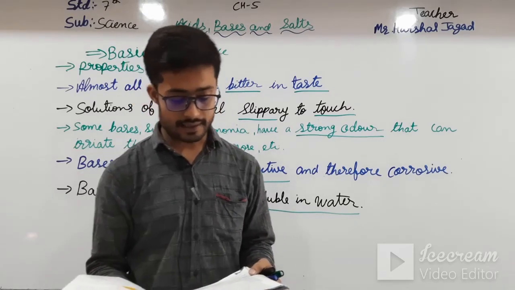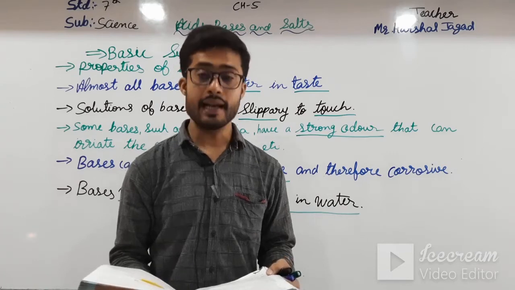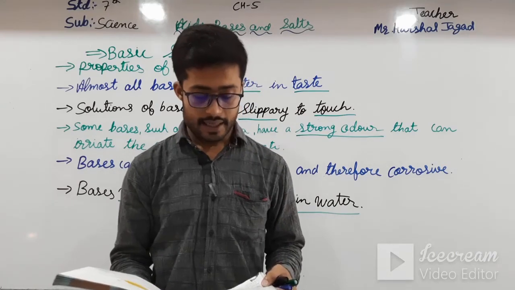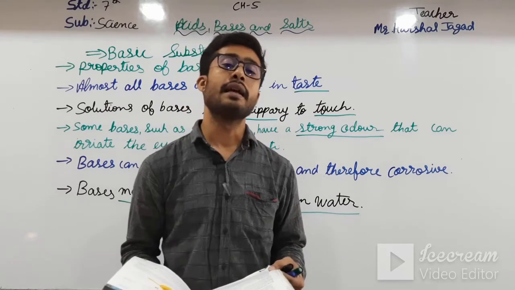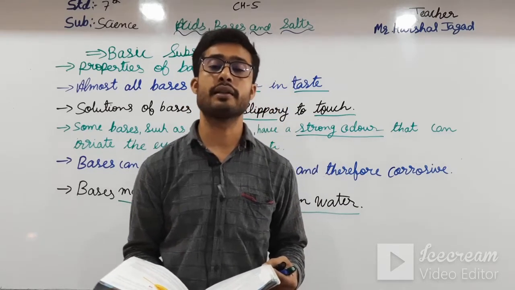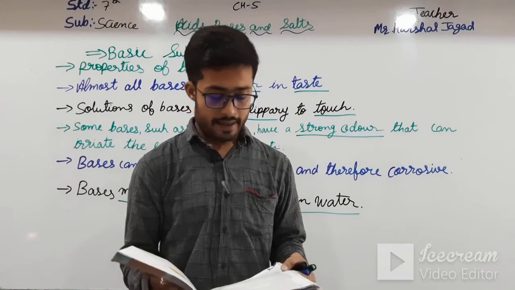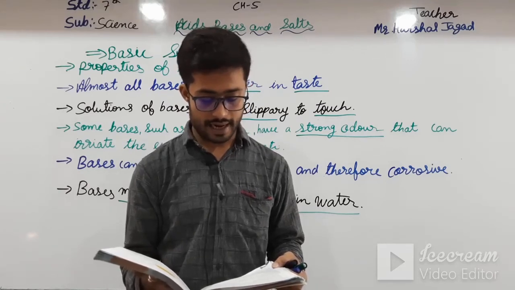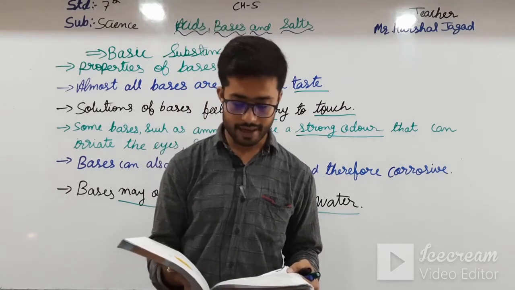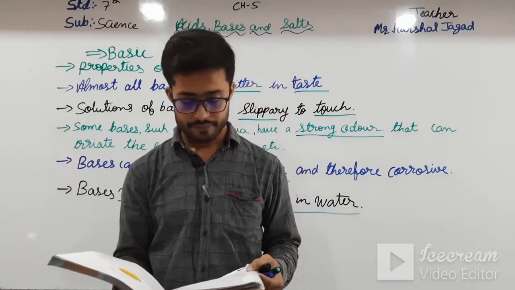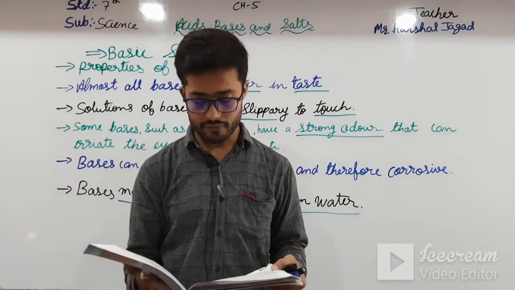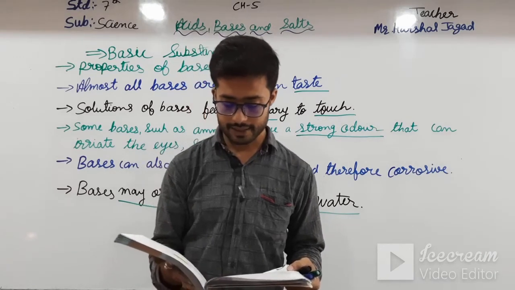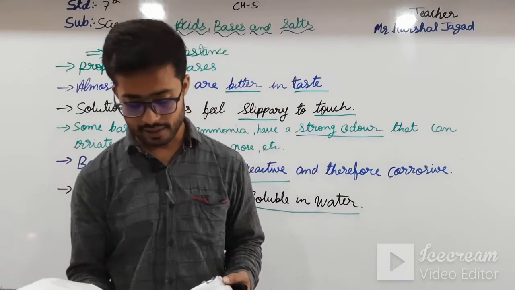Calcium hydroxide, that is slaked lime, Ca(OH)2. It is used for neutralizing the acidity in soils. Means first of all it is used for the soil. It is used for whitewashing and as a constituent of cement, plaster and mortar. It is a major component of Bordeaux mixture, which is used as a pesticide for agricultural crops.